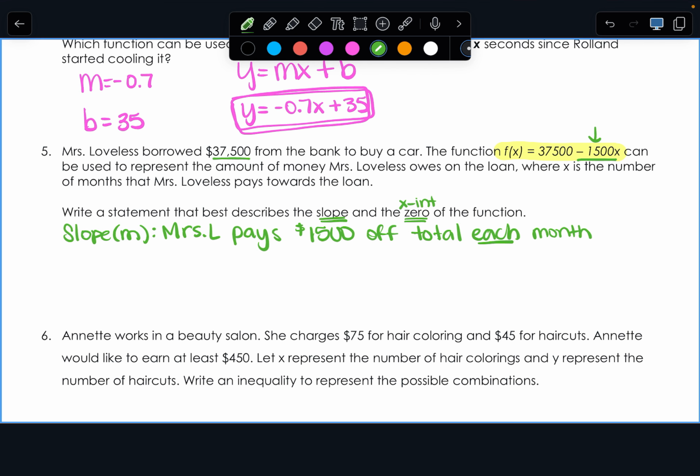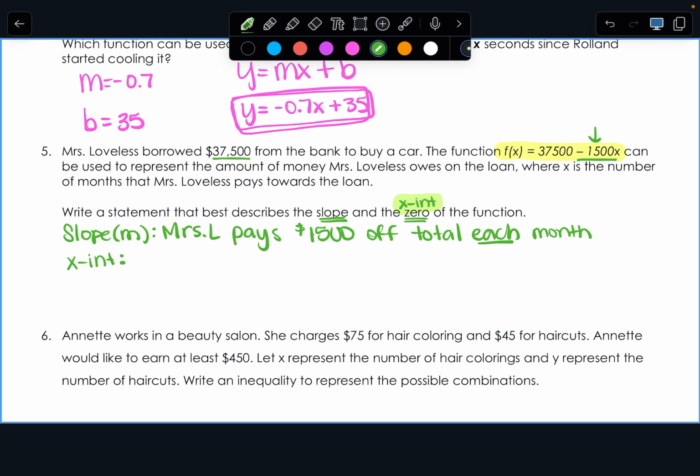We need to find the number of months. Do we have to? No. But they want us to find the what? Not the slope. They want us to find the x-intercept. How do we find the x-intercept from an equation? Not multiply, but you're on the right track. You plug in a 0 where the y is.